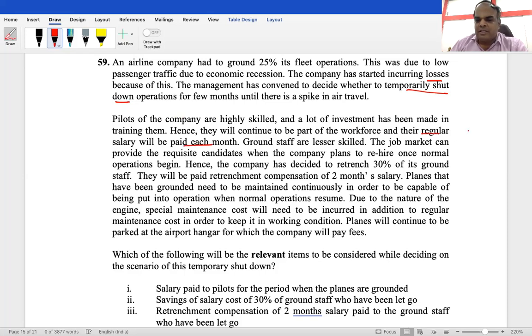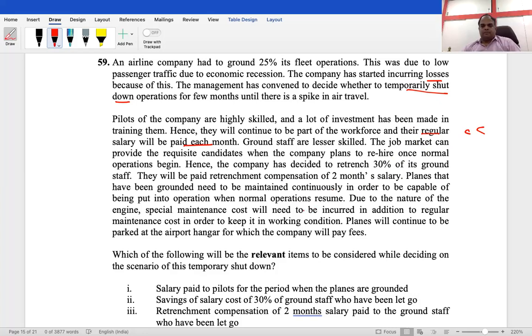Labor costs are committed costs. Understood. Ground staffs are lesser skilled. The job market can provide the requisite candidates when the company plans to rehire once normal operations begin. Hence, the company has decided to retrench 30% of its ground staffs. They will be paid retrenchment compensation of 2 months' salary. Planes that have been grounded need to be maintained continuously in order to be capable of being put into operations when normal operations resume.